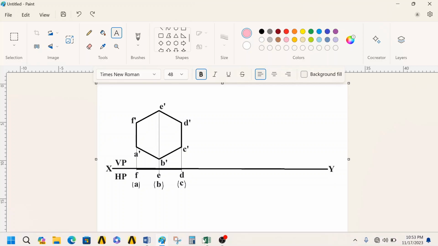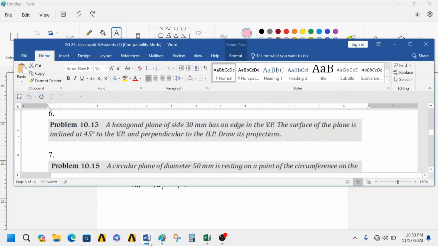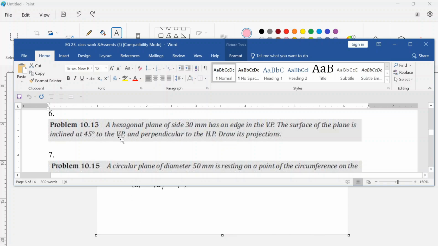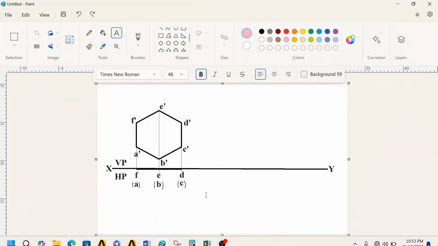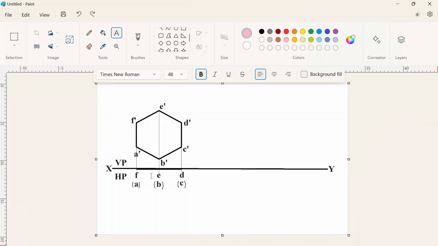Okay. Now in the question they told the plane is inclined at an angle of 45 degree to the VP and perpendicular to the HP. Inclined at an angle of 45 degree to the VP means this FD line should be inclined at an angle of 45 degree from XY. For that, we should draw a 45 degree line from XY towards the downward direction. Correct? So I have drawn a line at an angle of 45 degree.